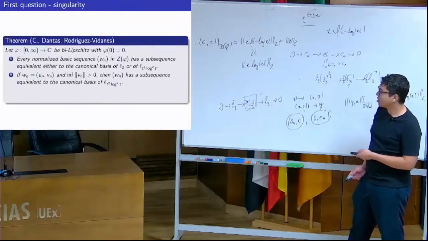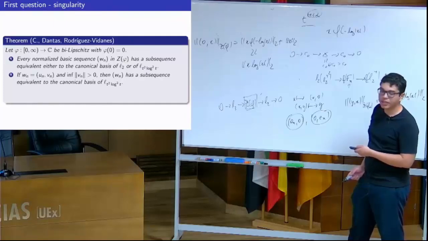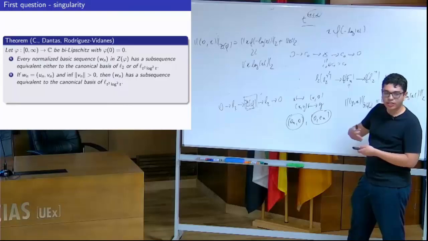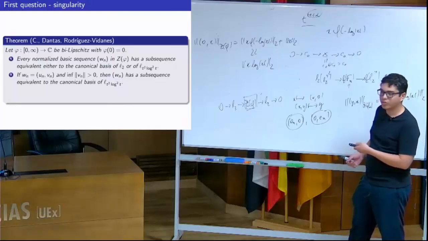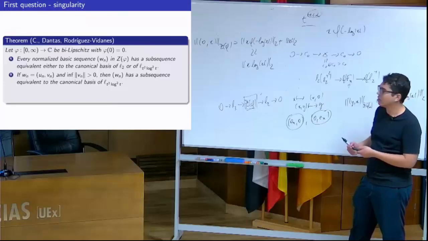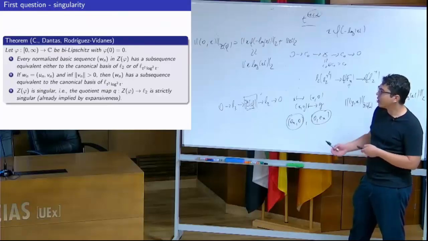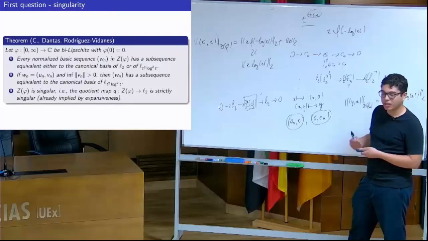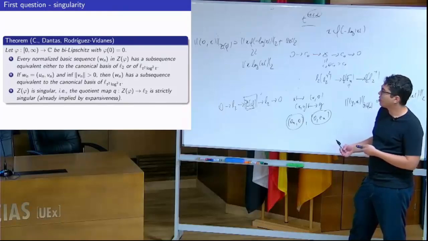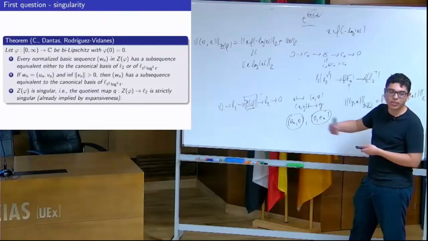In particular, if you take your basic sequence to be (u_n, v_n), and the second coordinate is far from 0, you must be in this case. Okay? You must be in the case of the Orlicz sequence space. And this implies that the quotient map is strictly singular. Okay? Because if it was an isomorphism on an infinite dimensional subspace here, you should get that the second coordinate is bigger than 0.